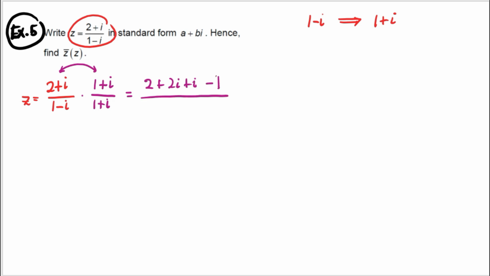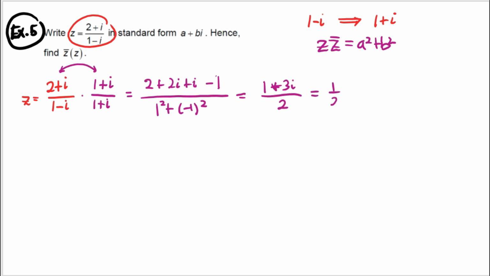Divided by, the part at the denominator, we know that z bar z is always equal to a square plus b square. Therefore, we'll have 1 square plus negative 1 square. Therefore, this one will be 2 minus 1, which is 1, plus 3i, divided by 2. And this one will be a half plus 3 over 2i. Yes, 3 over 2i. So this is what we have in the standard form of z.